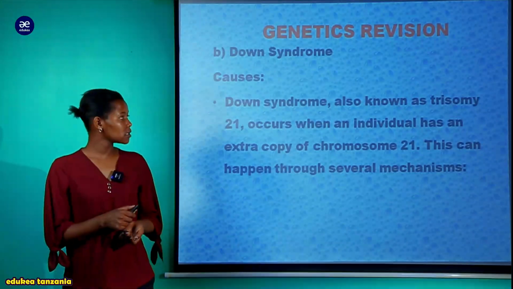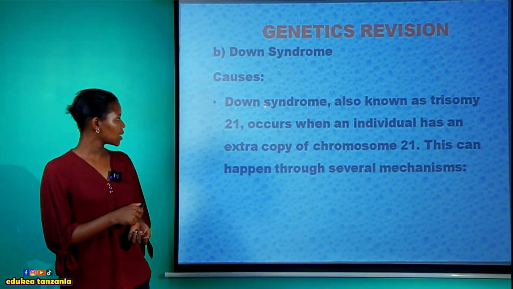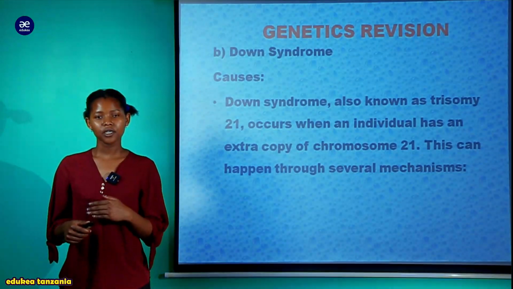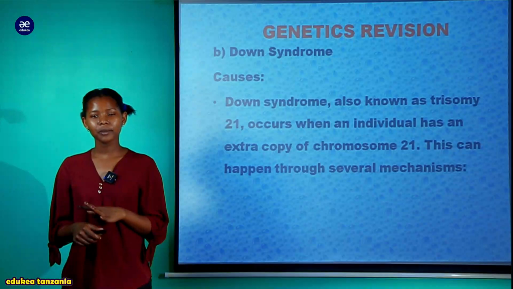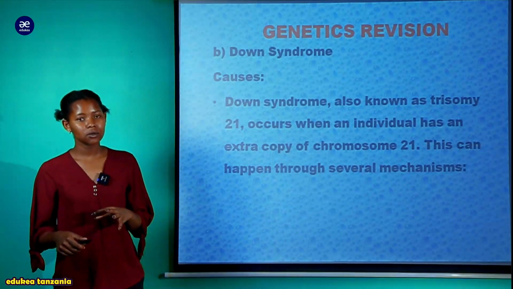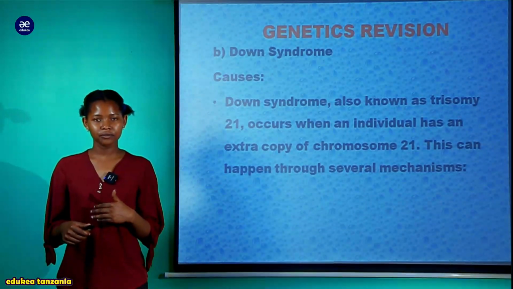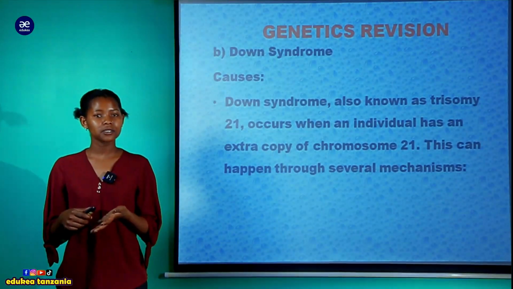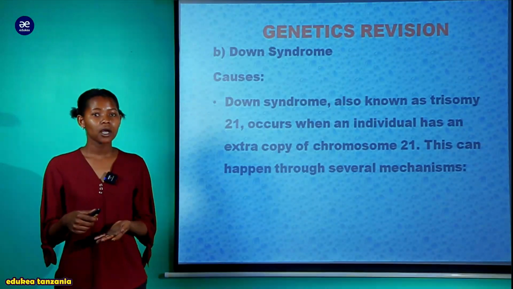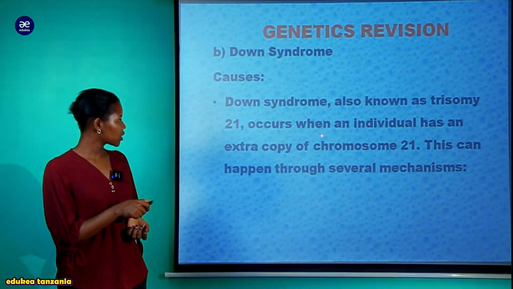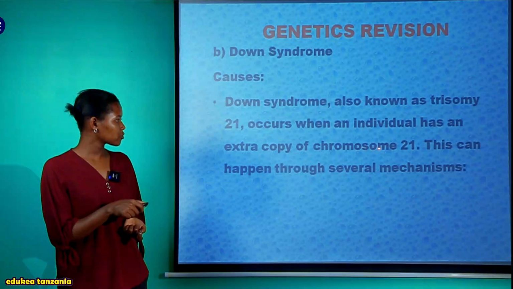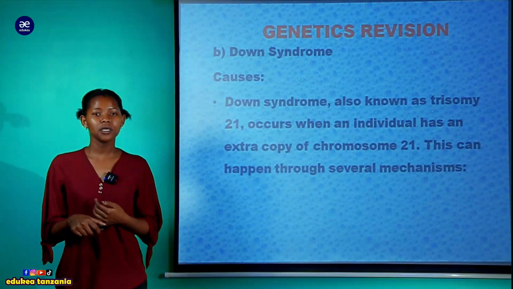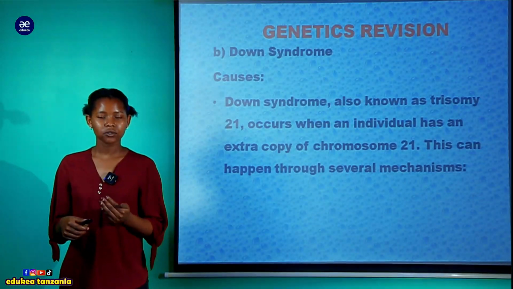As we can see, the main cause of Down syndrome, also known as trisomy, is trisomy of chromosome number 21. It means kwamba that chromosome inashindwa, it fails to divide, and if it fails to divide, it means inaenda kupelekea ongezeko la chromosomes number kwa offspring. It occurs when an individual has an extra copy of chromosome number 21, and this can happen through several mechanisms. Hii inaweza ikatokea kwa namna nyingi ambazo ndo tunaziita causes.